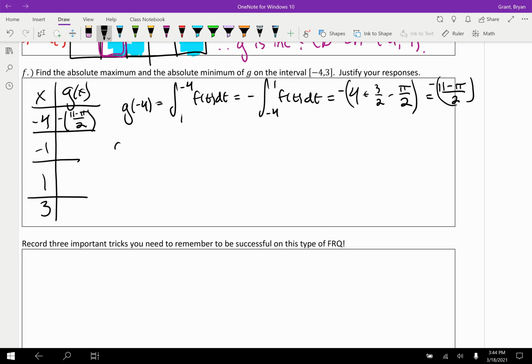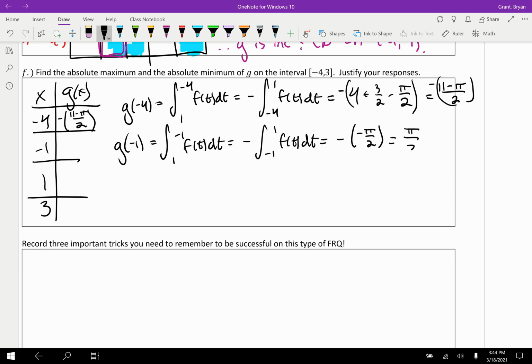All right, the rest of these go faster, I promise. G of negative 1. The reason I know they go faster is because now we're just going from 1 to numbers closer to 1, so there's less area that we have to measure. We do want to flip these again. And if I remember correctly, negative 1 to 1 is just the semicircle, isn't it? So it becomes negative pi over 2. Don't forget that second negative. It's positive pi over 2.